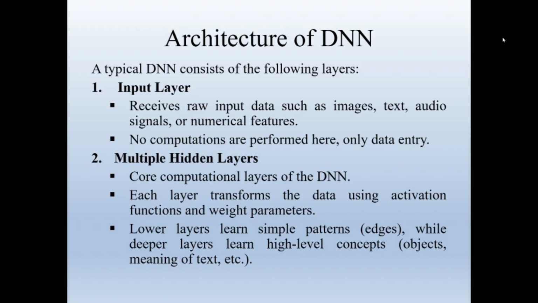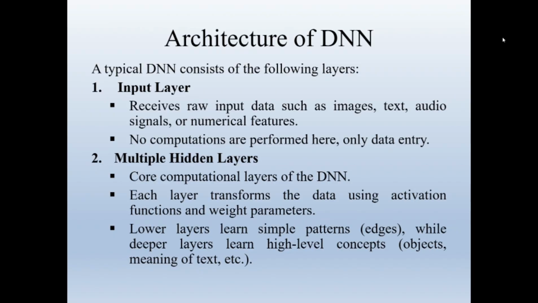Whereas the hidden layers perform a function, as I have already told you. It is a computation layer which performs the function, that is, an activation function, by means of weight parameters. We will see what an activation function is in a further slide. There are multiple layers within the hidden layer itself, from low-level to higher-level layers. They perform simple pattern detection or deeper concepts like object meaning, text, etc.